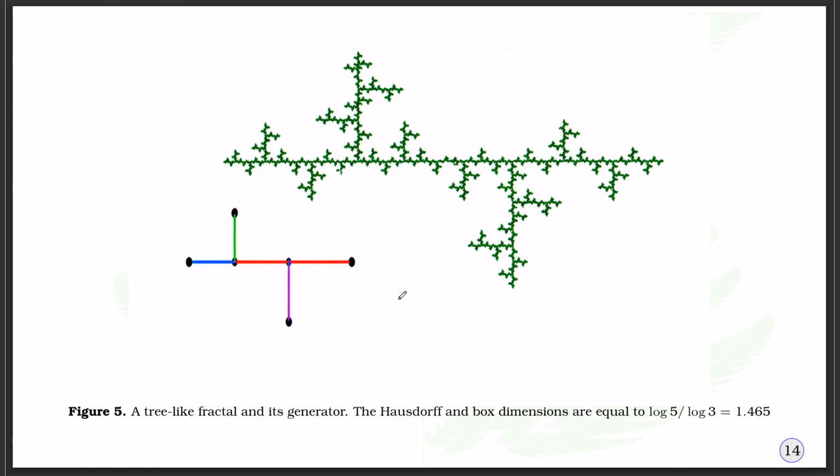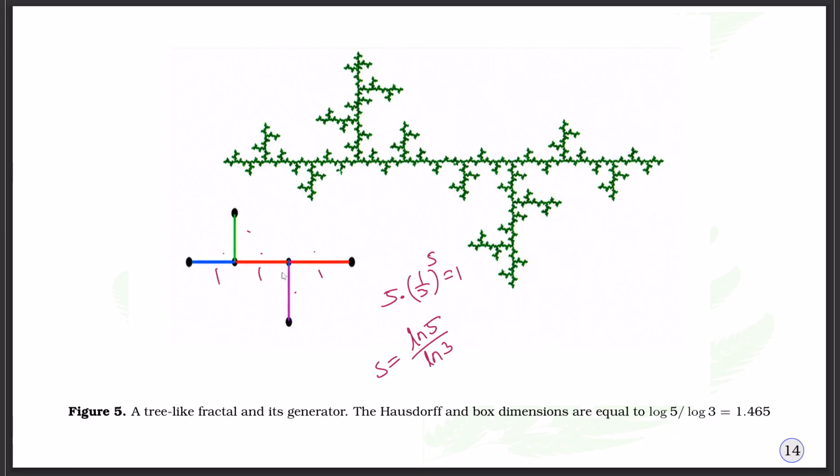Now, here you can see again 1, 2, 3, 4, 5 mappings, and all have the same scaling. The scaling one can observe is 1 by 3 only. So, for 5 mappings of scaling 1 by 3, the equation 5 times (1/3) power s equal to 1 gives s as ln 5 by ln 3 as the dimension.